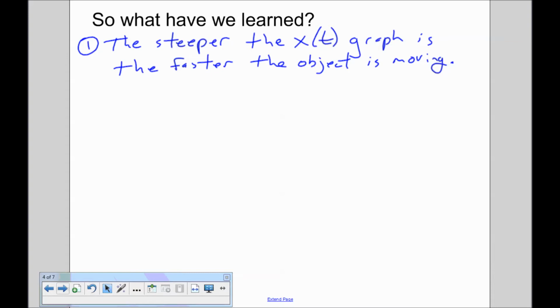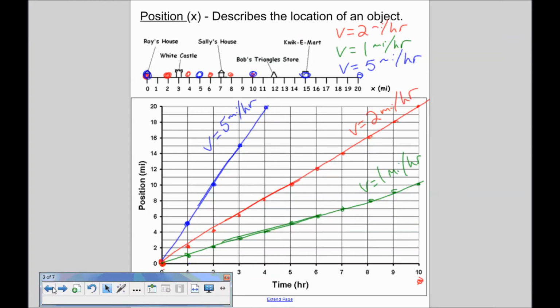The big difference, though, is that velocity also includes direction. We haven't talked at all about direction here. We've talked about steepness, right? The steeper it is, the faster it is, but we haven't talked about direction. So let's go back now and talk about direction. In all of these problems that we've done so far, our object was moving this way on our number line, right?